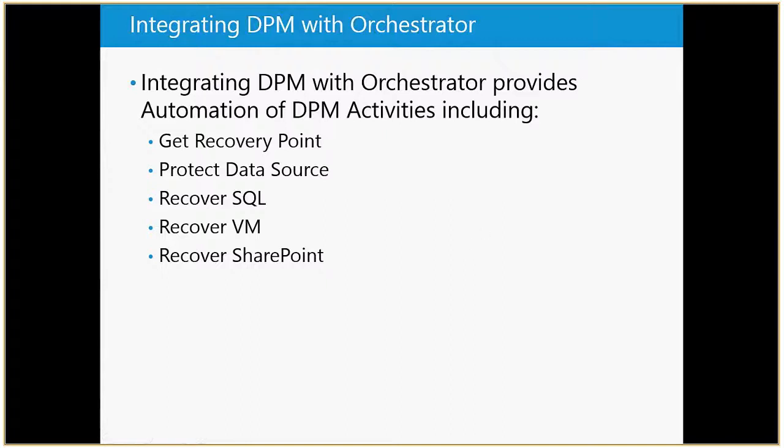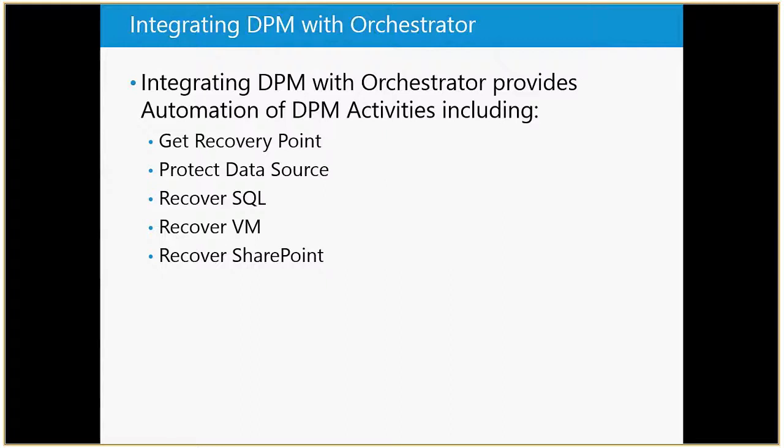Now, there's also an integration of DPM with Orchestrator, and this provides some automation. You can automatically create or get recovery points, and a recovery point is just a backup. So anytime you want to do a backup off schedule, you can just create a recovery point, or you can also do a protect data source. The protect data source activity adds a data source to an existing DPM group. And when you use this along with Service Manager, you can create what's called a service offering that lets a user request on their own a backup of a particular database.